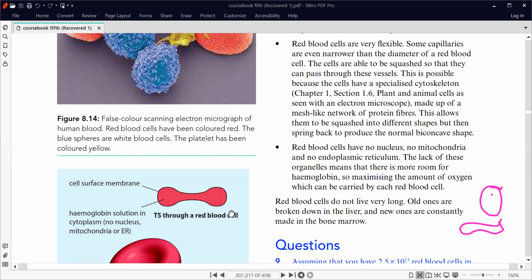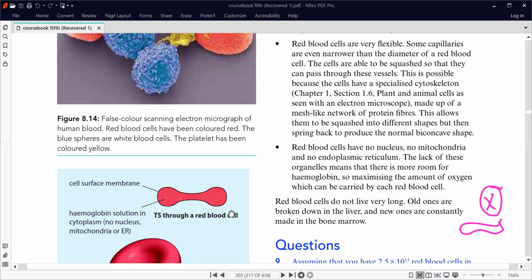Red blood cells don't have a nucleus inside. If there is no nucleus, it provides a big room for carrying more oxygen, because there is a large empty space inside. Red blood cells have no nucleus, no mitochondria, and no endoplasmic reticulum. Mitochondria help in the aerobic respiration of the cell, and they would also absorb oxygen for the process of aerobic respiration.